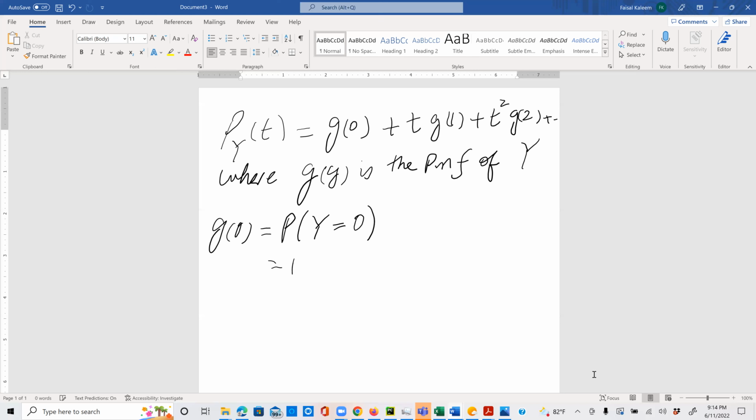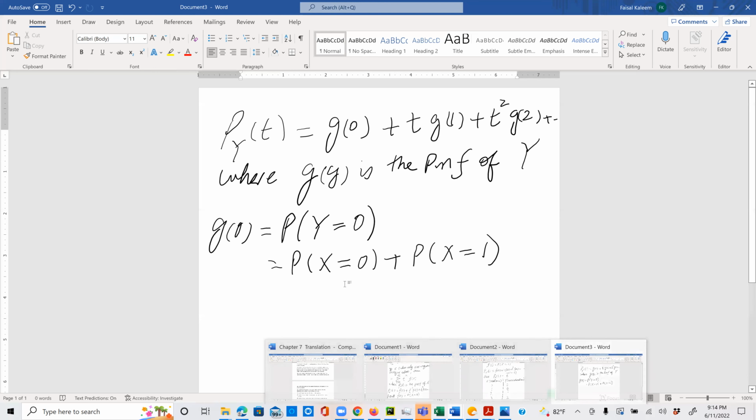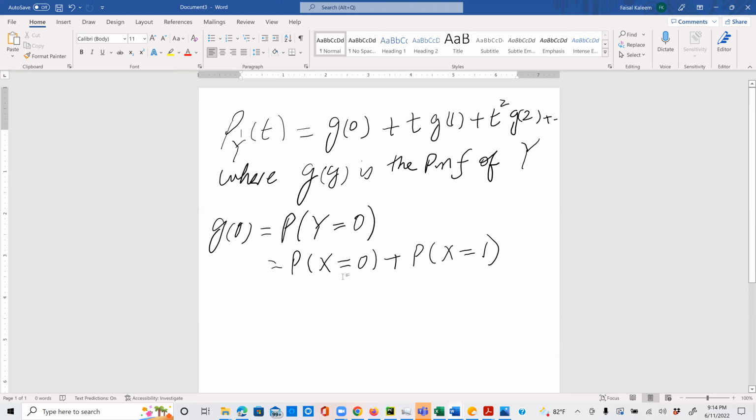It's equal to the probability X is equal to 0 plus the probability X is equal to 1. And now these can be calculated, actually, we just need the probability X is equal to 0. So let's just leave it like that over here. So let's look at the other g values.